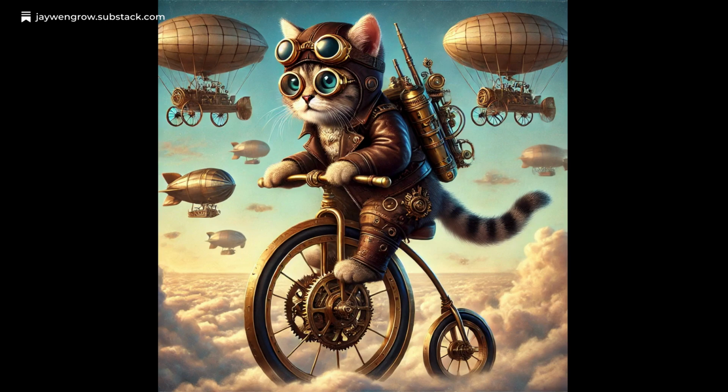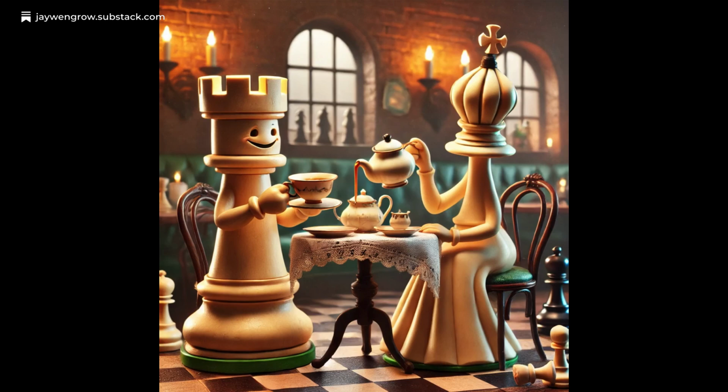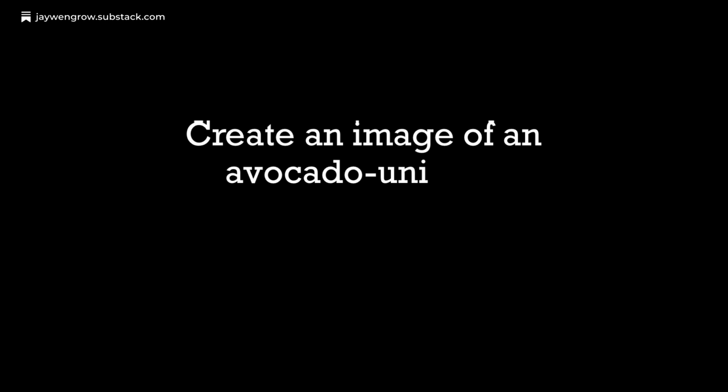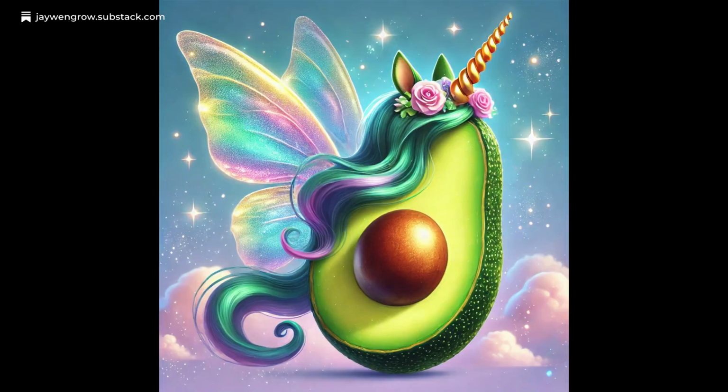Let's try out some more fun images. Here's another prompt. Create an image of a chess rook and a chess bishop enjoying tea together. Love it. Next up, create an image of an avocado unicorn hybrid with iridescent wings. If you put weird in, you get weird out, but honestly, this is amazing. Now, besides being fun, image generation has many practical uses.